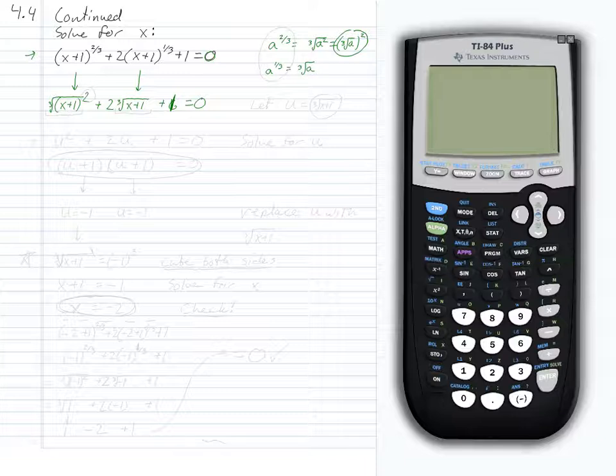Okay, so here we have the cube root of x plus 1, and here we have the cube root of x plus 1 squared. So that's the substitution. We're going to let u stand in for the cube root of x plus 1. So this will be 2u, and this will be u squared. And the equation that we have to solve now is a heck of a lot nicer to work with.